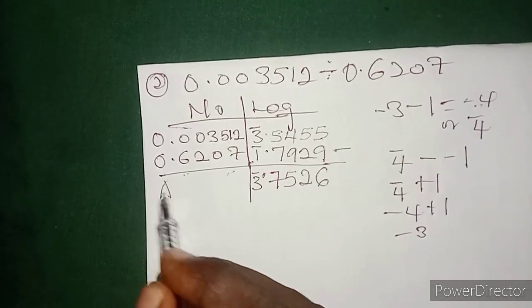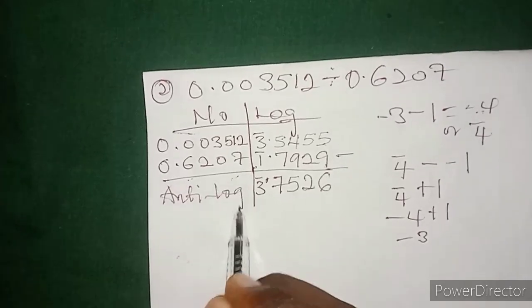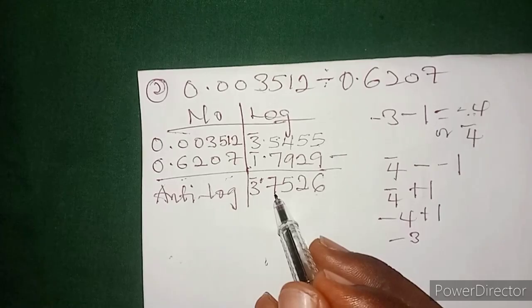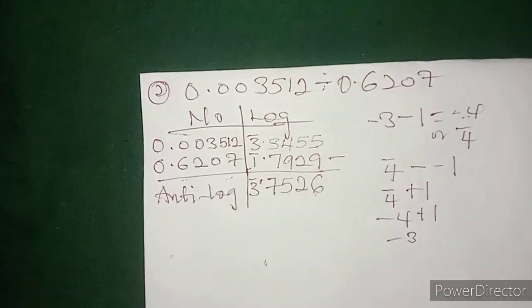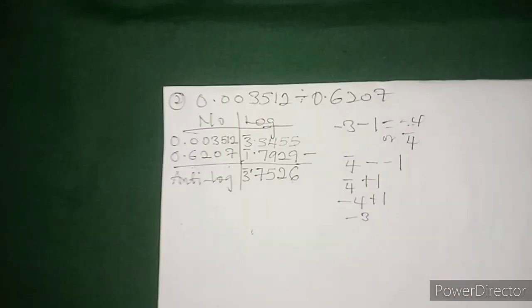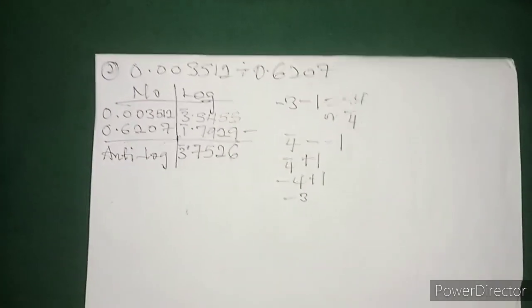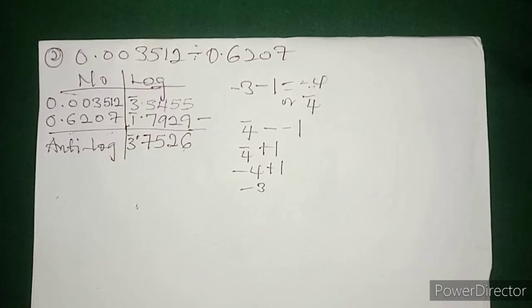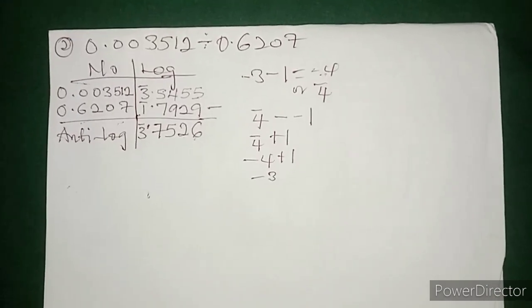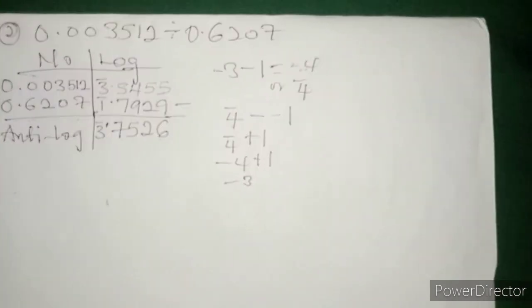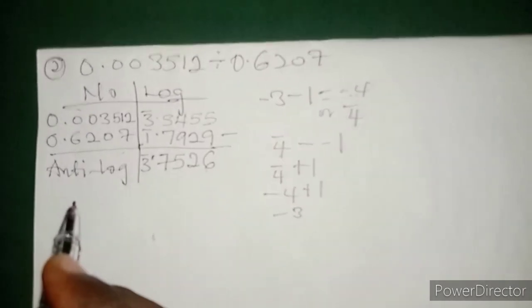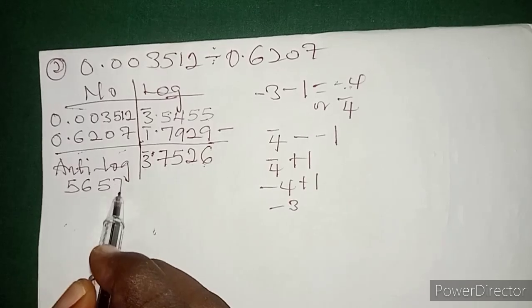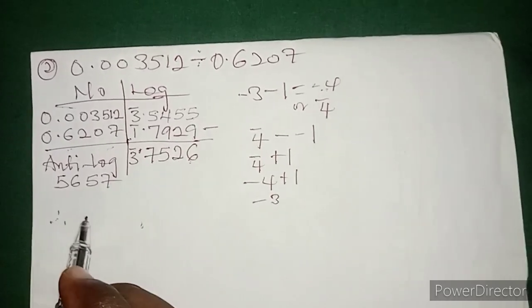So we'll look for the antilog of the mantissa, remember, not the characteristic, which is 75 under 2 difference 6. That will give us 5, 6, 5, 7.